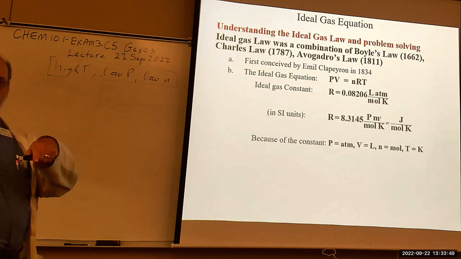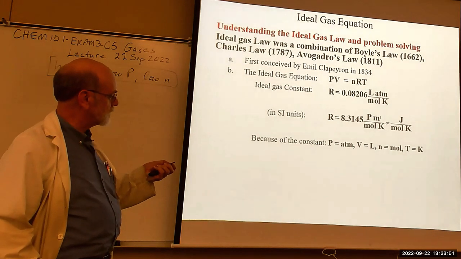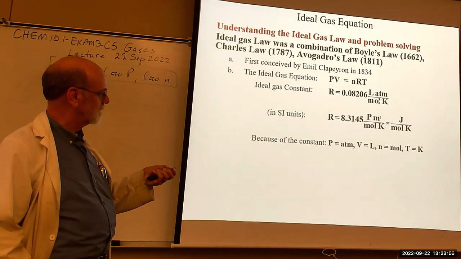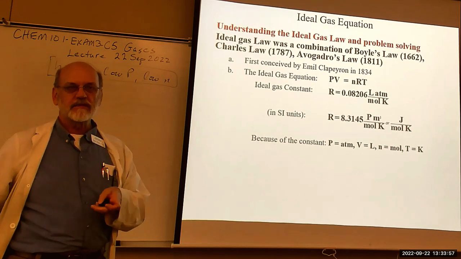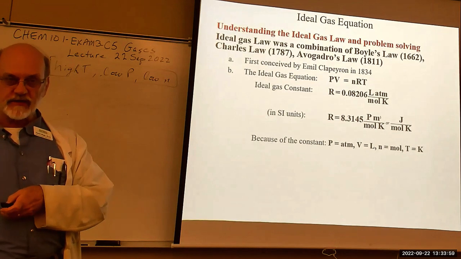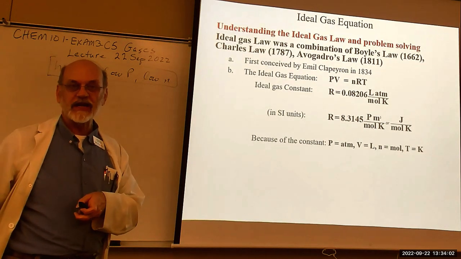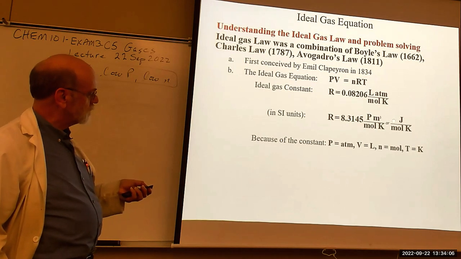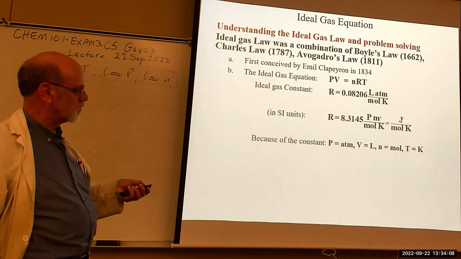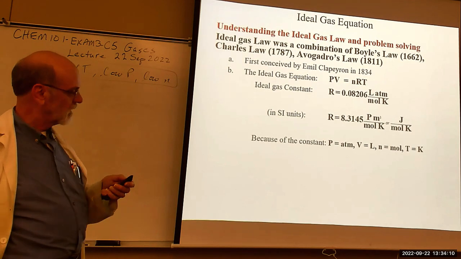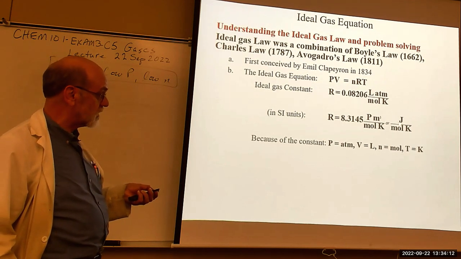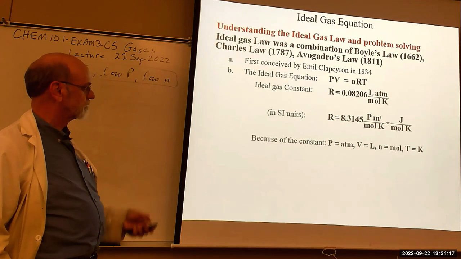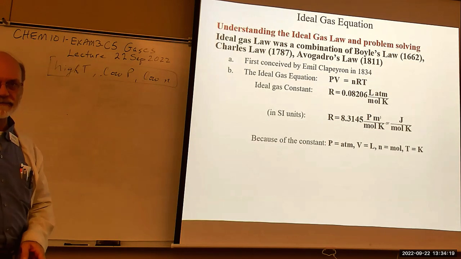For this chapter, we're going to be using that constant. It's in units of liter atmospheres per mole K. Later, when we start introducing energy into the mix, then we'll change the constant to units of joules per mole K. Joules is a unit of energy. And because we change the units, this value also changes. But we won't do that until we need to.